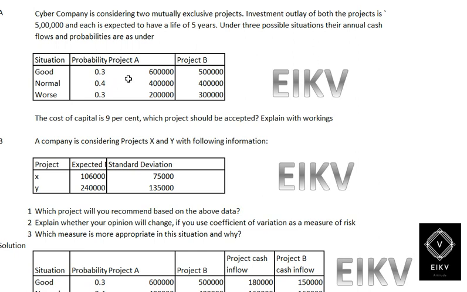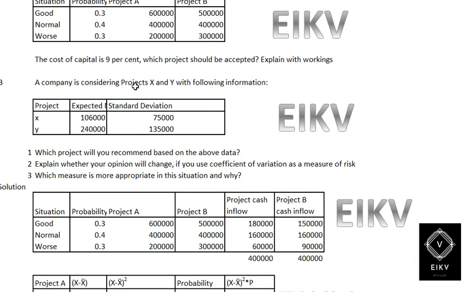So three possibilities are good, normal and worse. Probabilities 0.3, 0.4 and 0.3. The expected income of project A will be 6 lakh, 4 lakh and 2 lakh. As far as project B is concerned, it is 5 lakh, 4 lakh and 3 lakh. The cost of capital is 9%, which project should be accepted.